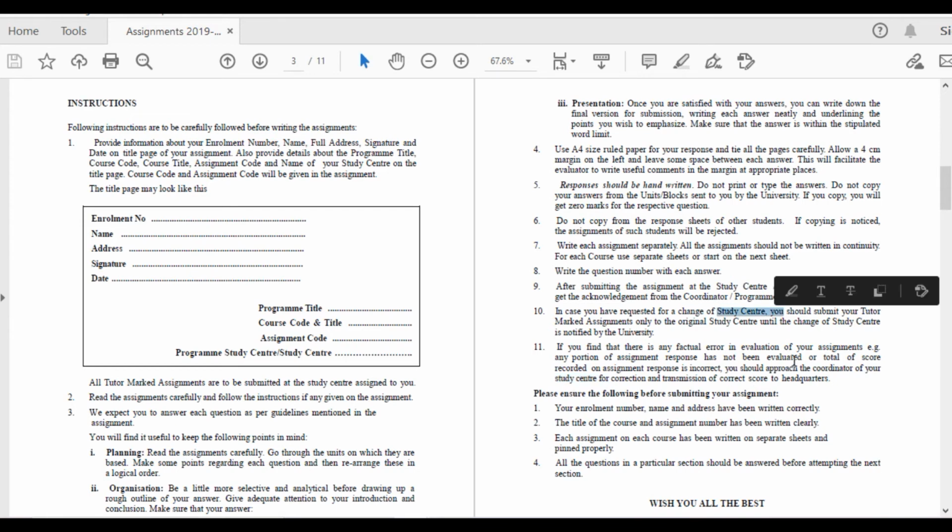So this entire file gets submitted to the headquarters. If there is a study center change along with this issue, then again you have to follow up with the one who is responsible for it.